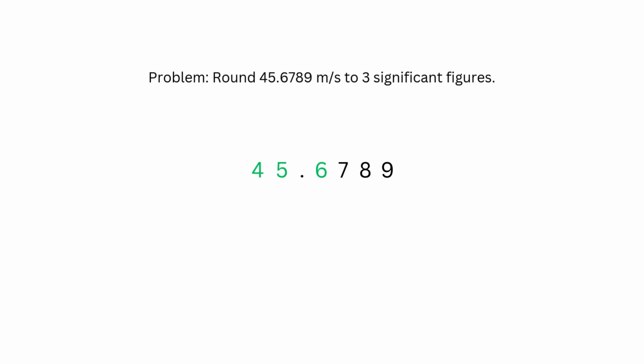Step 2. Look at the next digit, the 7. Since it's 5 or greater, we round up. Final answer, 45.7 meters per second. Notice how we looked at the next digit to decide whether to round up or keep it the same.